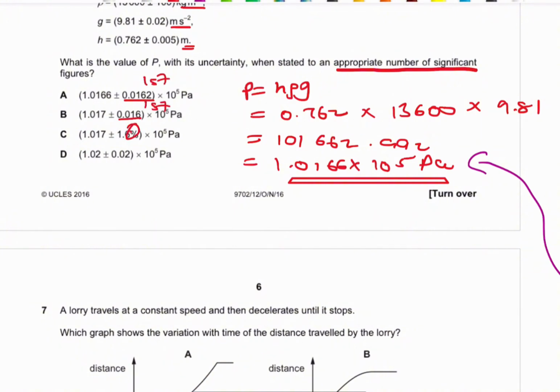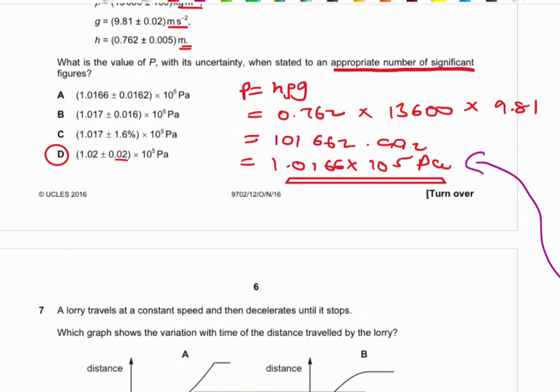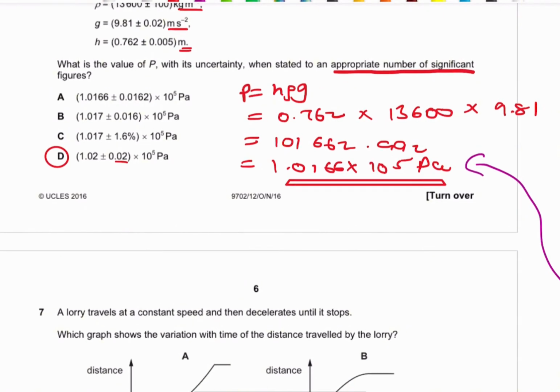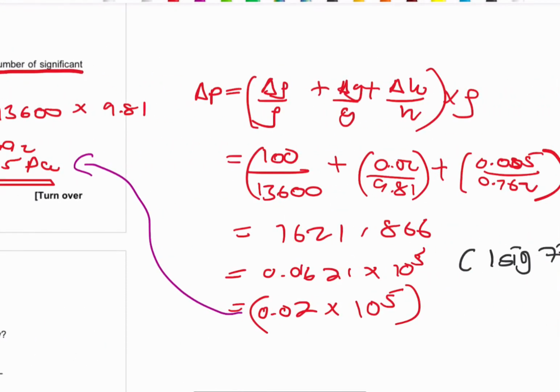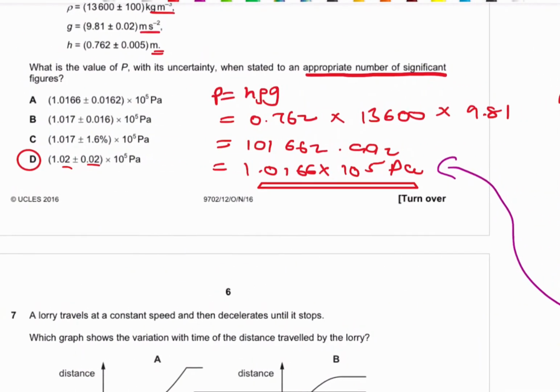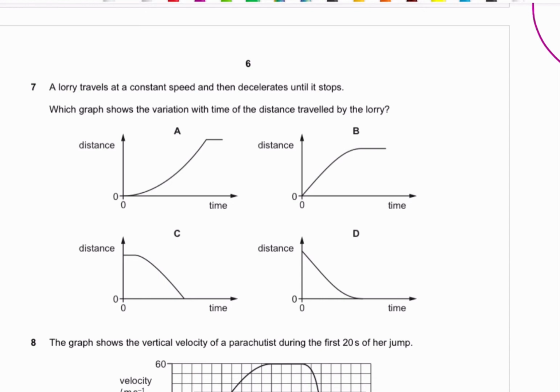This is percentage. Why are we even putting percentages over there? It doesn't make sense. So the answer has to be D. Why D? 2 SF, 2 SF. 2 decimal places, 2 decimal places. For the value of P, we don't even care about the significant figures. What should always have one significant figure is the value of your uncertainty. Very important.